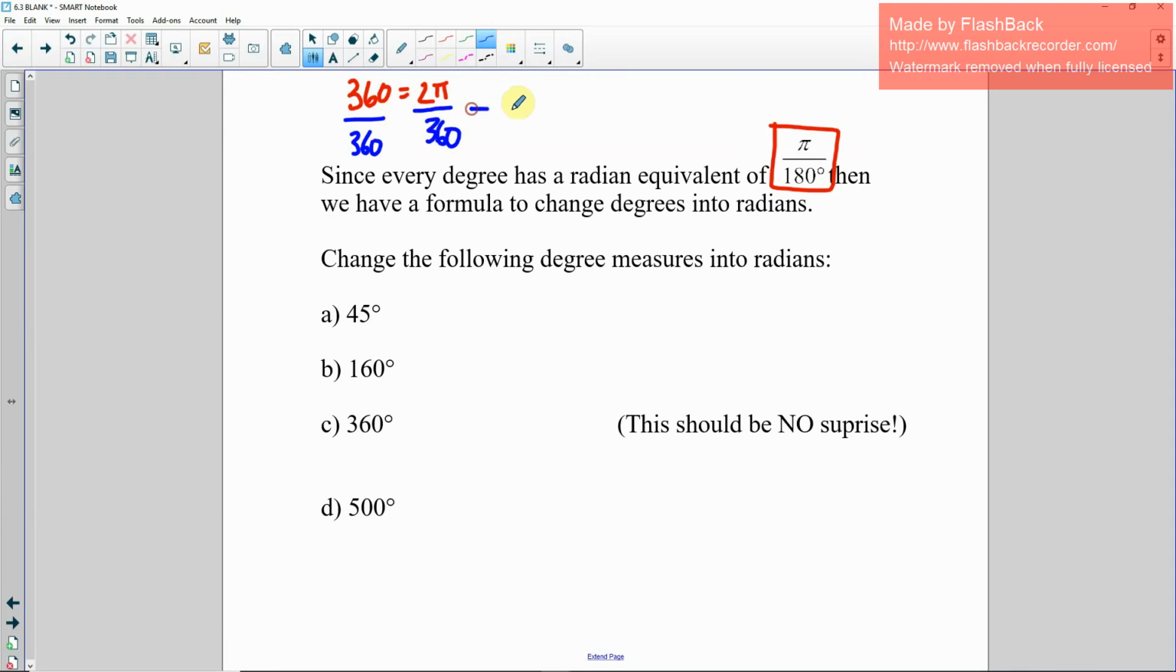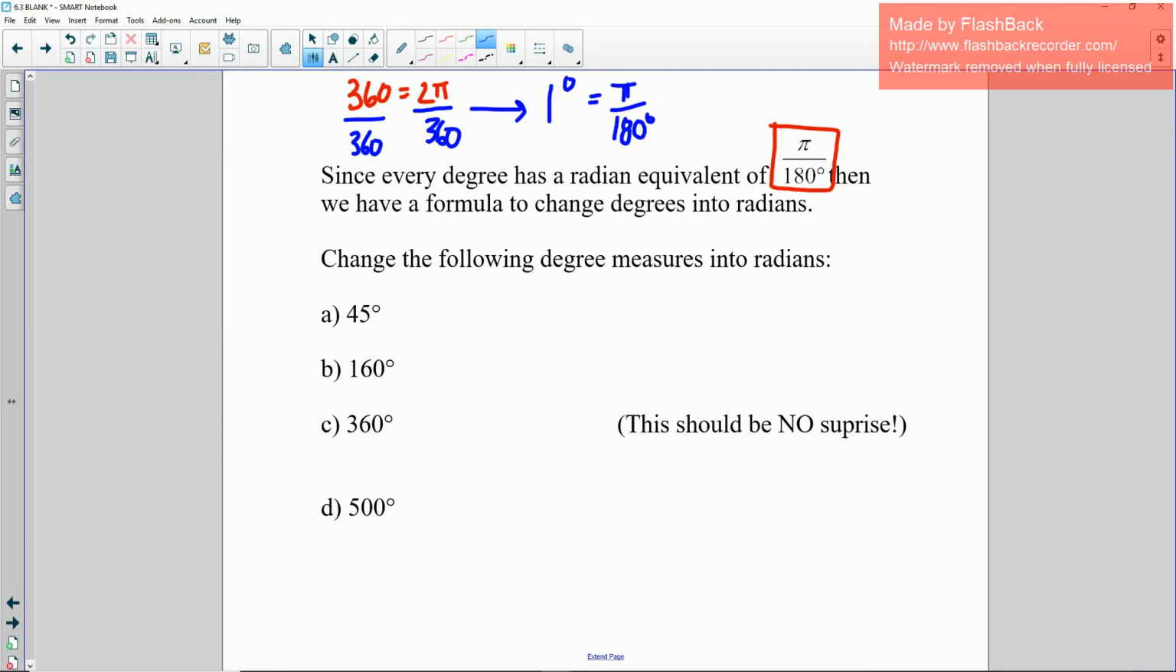So this is 1 degree. You're going to get 1 degree equals, and if you do the math here, 2 pi divided by 360, that's just going to leave you with pi over 180 radians. So that's our conversion to get degrees into radians.